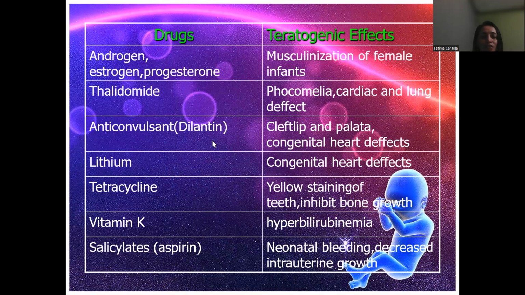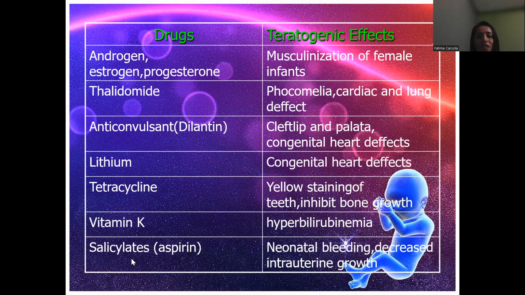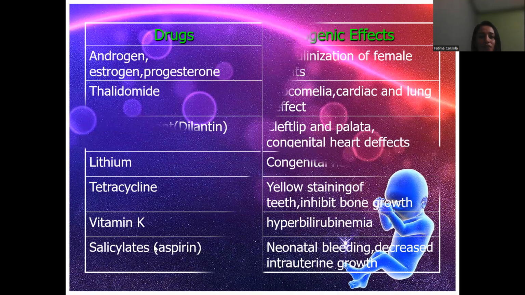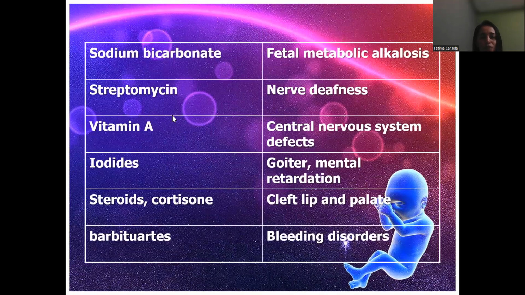Anticonvulsant or dilantin, those who are on maintenance will have babies that will suffer from cleft lip and palate or congenital heart diseases. For lithium, any drug that contains lithium could cause congenital heart defects. Tetracycline causes yellow staining of the teeth, or inhibits bone growth. For vitamin K, the baby might have hyperbilirubinemia, and salicylates or aspirin, the baby might have neonatal bleeding and decreased intrauterine growth.